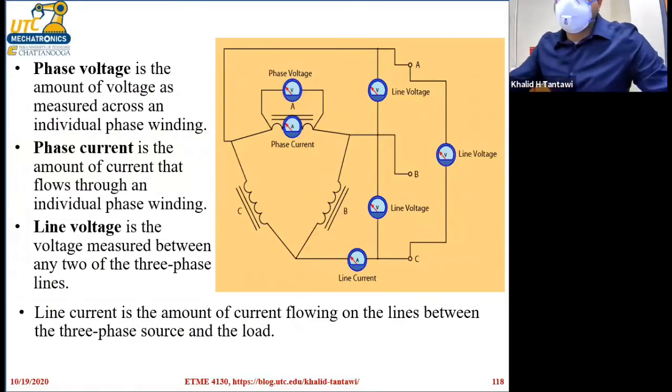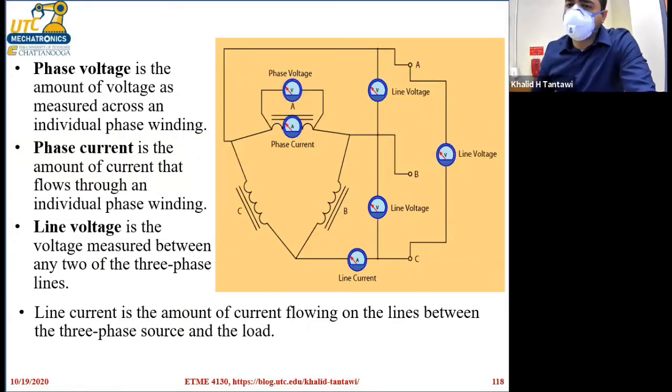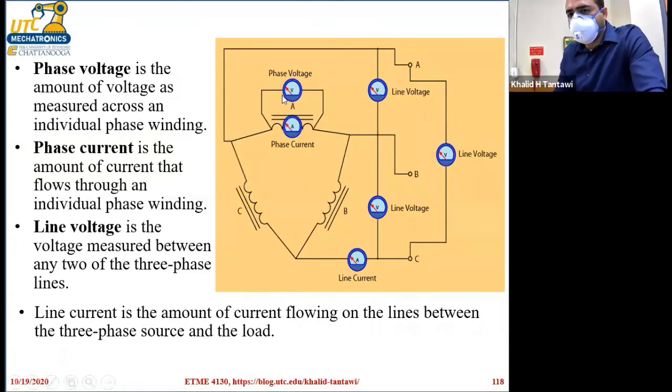So phase voltage is the amount of voltage as measured across an individual phase winding. In other words, let's look at this voltmeter here. This voltmeter will have the same reading as if you are measuring between A and B. For example, between A and C, this is the line-to-line voltage between A and C, but it's also measuring the phase voltage for winding C. Do you see that? Between A and C, you're also measuring this phase winding.